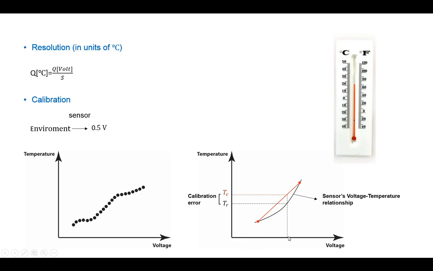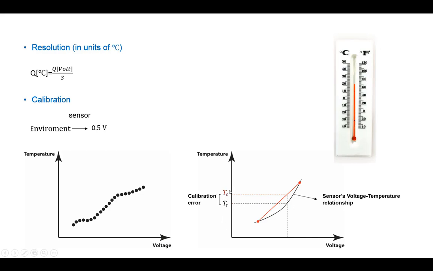So next time when I place my sensor in a new ambient and the sensor produces a voltage, the computer comes to this curve, finds the corresponding voltage, draws a line to the red one, and then shows TC at the output. But because I've approximated the real behavior of the sensor with a line, and the real behavior is not linear, we see the real temperature for this voltage is TR, not TC. So this is called the calibration error.